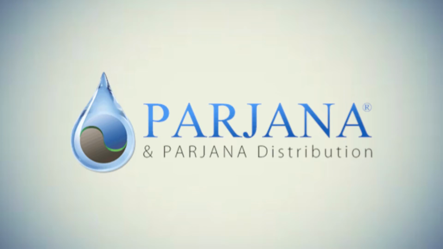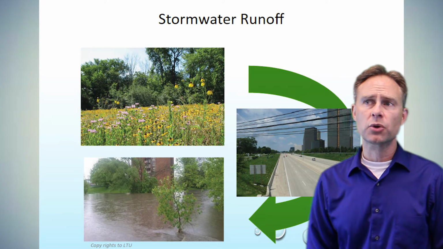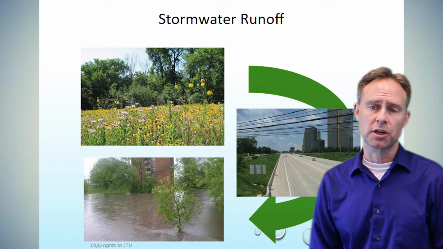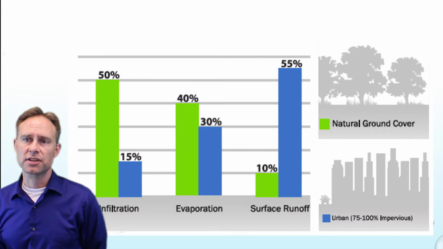Today I'm here to talk to you about water movement in soil. One of the issues with increased urbanization is an increase in stormwater runoff. Stormwater runoff causes water quality problems in our urbanized systems along with increased flooding events. Urbanization changes a site's hydrology.